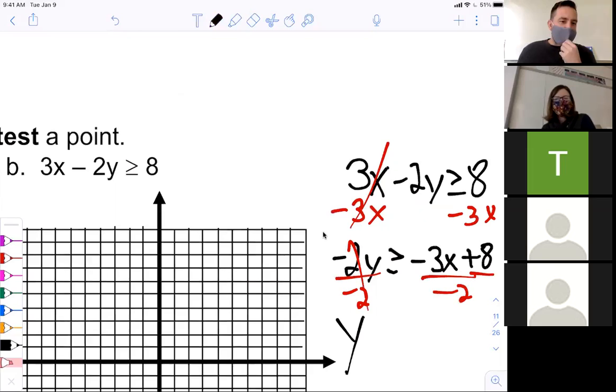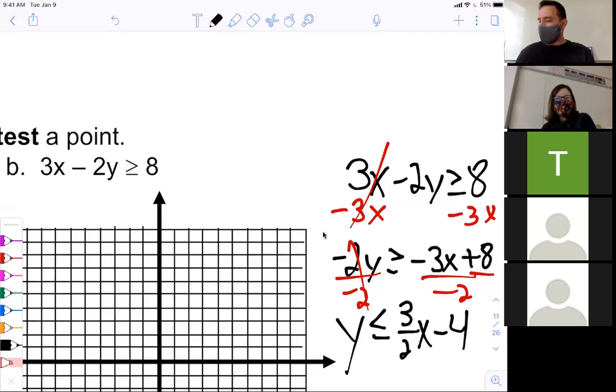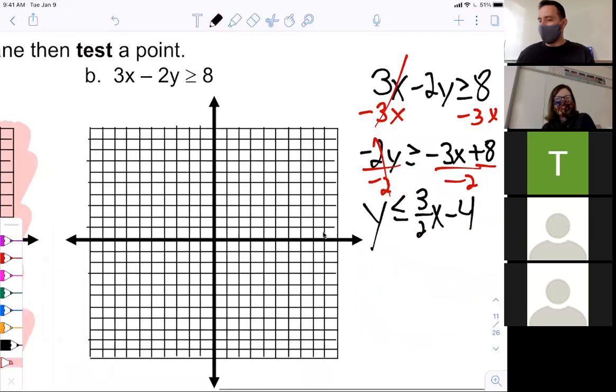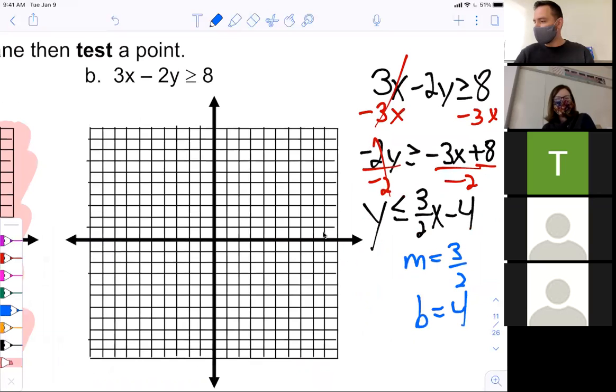What happens to the sign here? It gets flipped. Yeah, you flip it because we're dividing by a negative. So then we'll get a positive 3 over 2x minus 4. And we're going to graph that line just like we normally would. Our m is 3/2. Our y-intercept is -4.